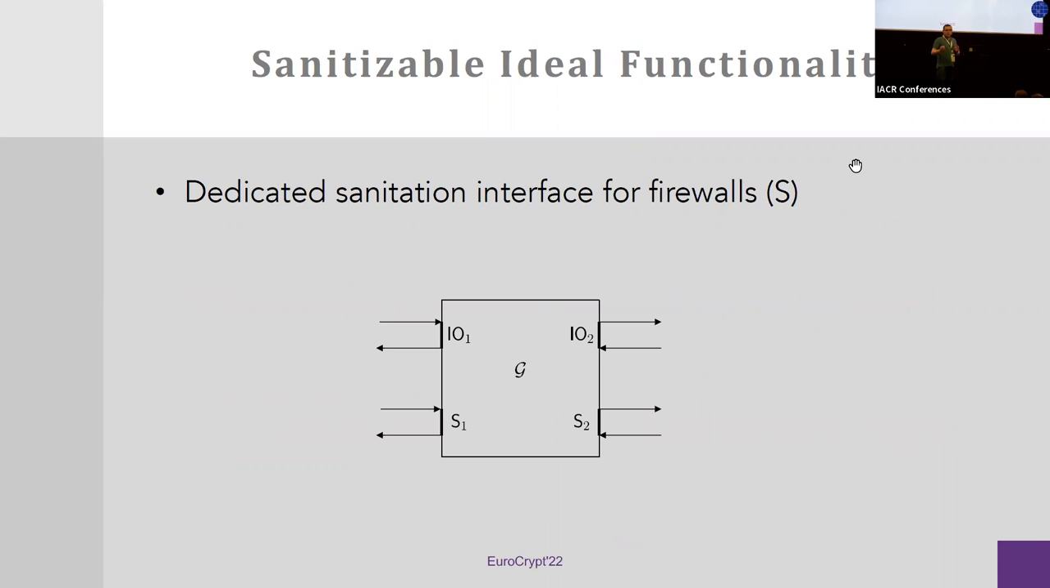One important notion in our model is that of a sanitizable ideal functionality. This is an ideal functionality that has a dedicated sanitation interface, which is to communicate only with the firewalls. So the cores use the input-output interface on the top, and only the firewall uses the sanitation interface.